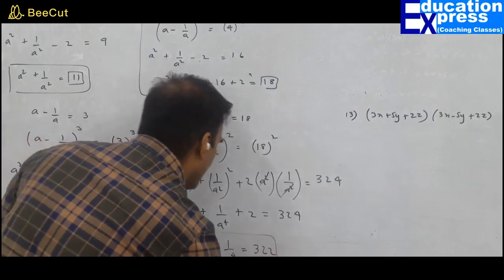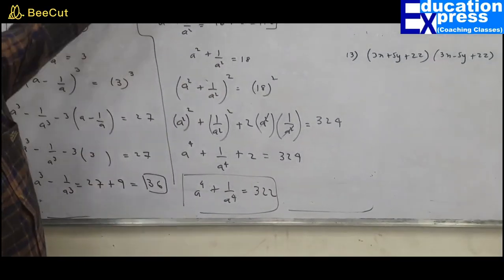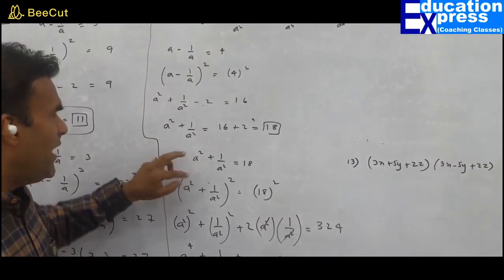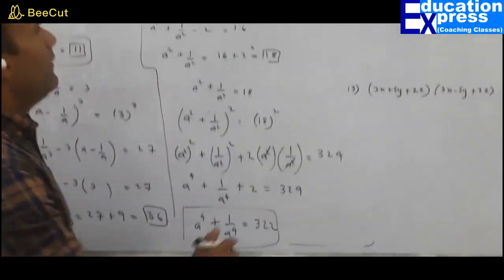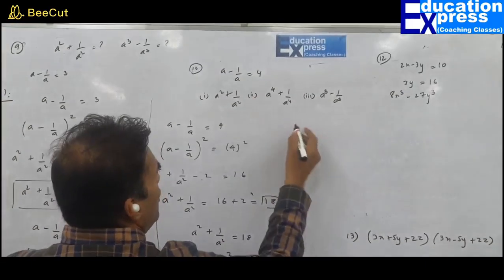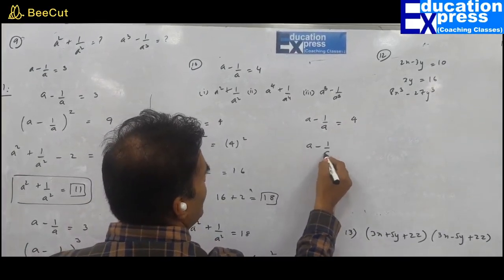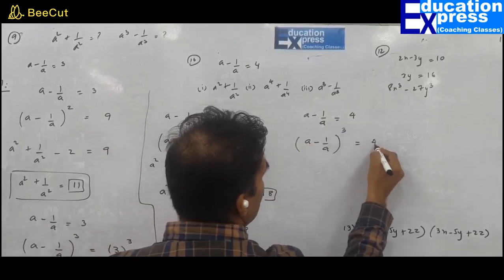I hope this is very certain. Since I wanted a square, I took the square. Then I wanted a raised to 4, so a square was available. I took the square of the square, which will help me get a raised to 4. Now I want a cube. So of course, if you want a cube, we will take the cube on both sides. a minus 1 upon a, the whole cube, can be written as 4 cube.